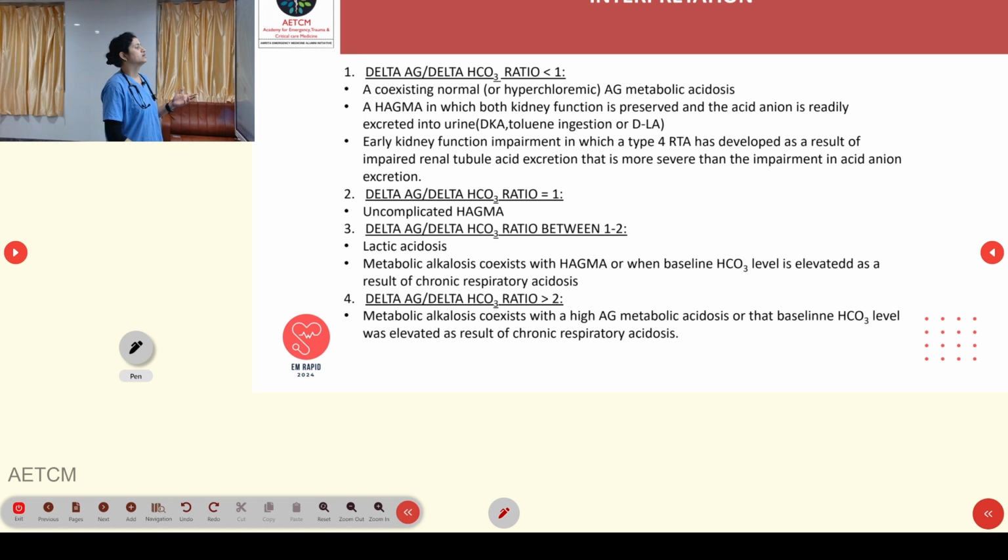If the ratio is equal to 1, it is uncomplicated HAGMA, and if it is between 1 to 2, it may be lactic acidosis and metabolic alkalosis coexisting with the HAGMA, and if it is more than 2, it will be a metabolic alkalosis coexisting with a high anion gap metabolic acidosis.